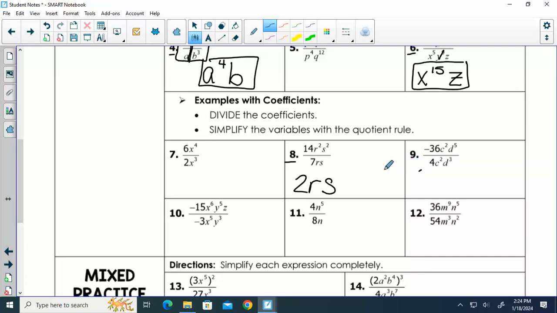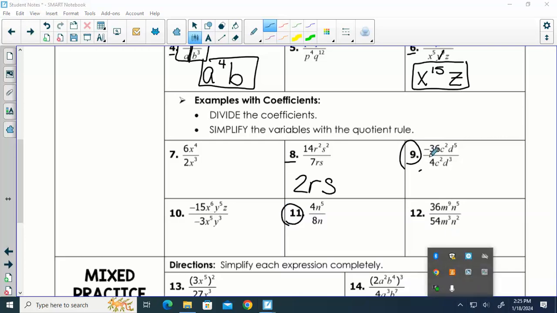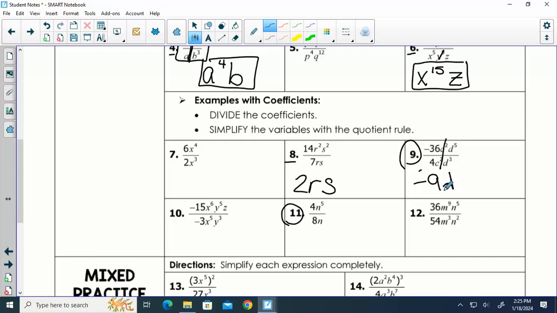Now what about on number 9? Why don't you guys take a second and do that one for me? And if you get done, you could try number 11. So negative 36 divided by 4. What happens to the c's? They cancel because it's the exact same. And then d, you subtract. 5 minus 3 is 2.